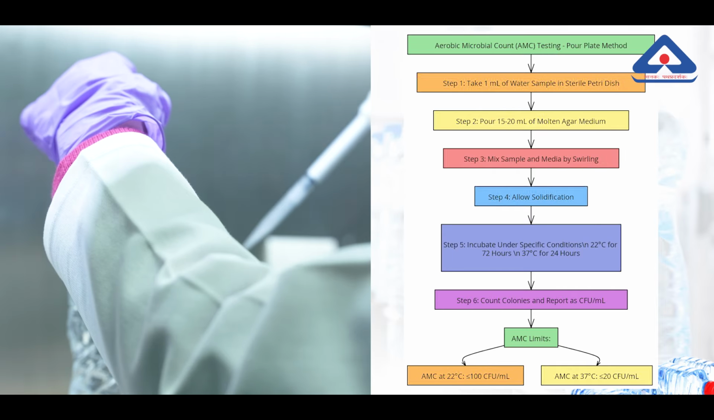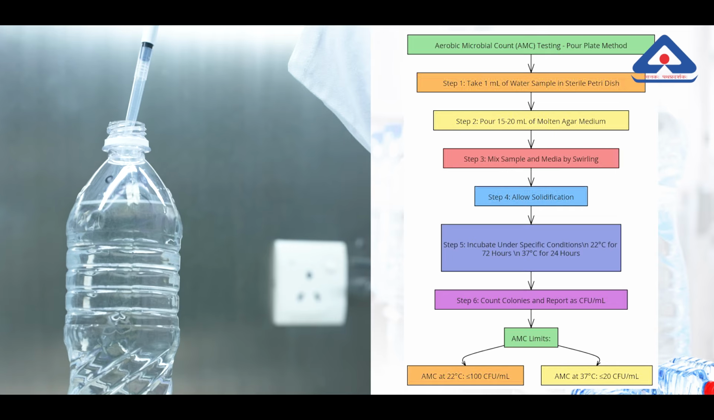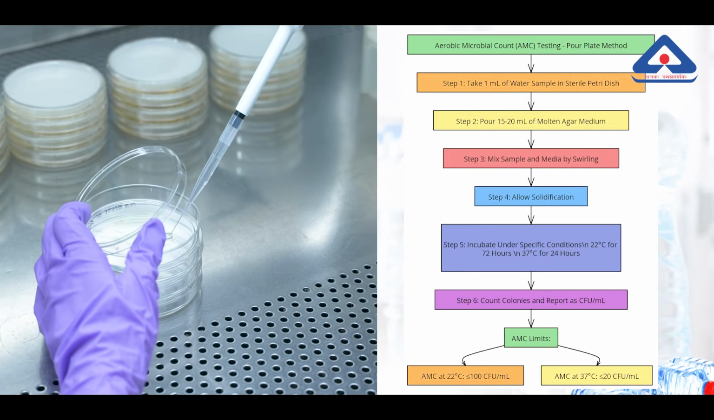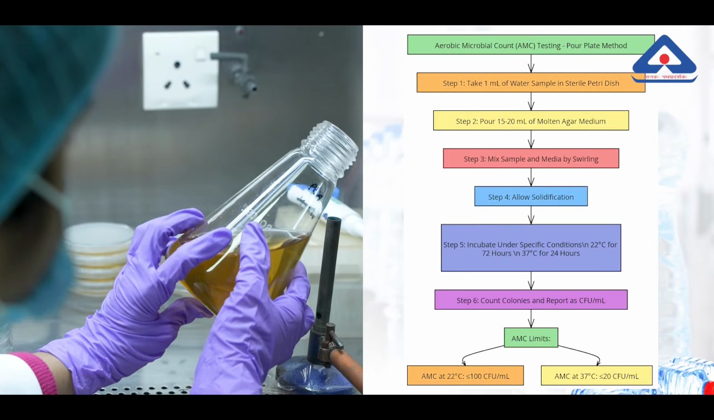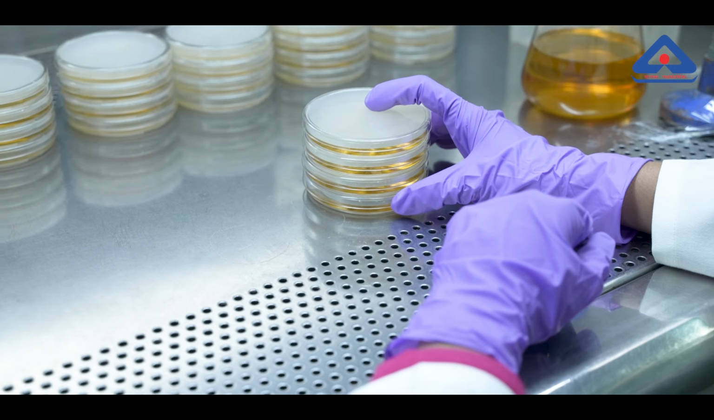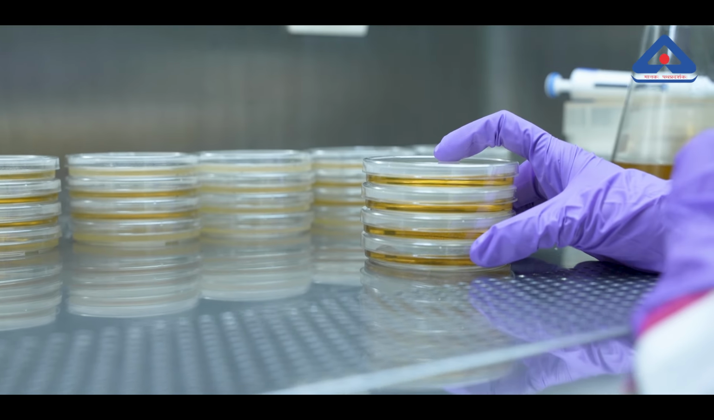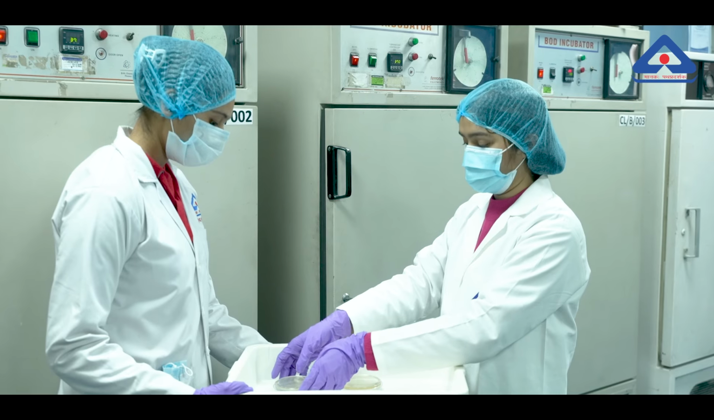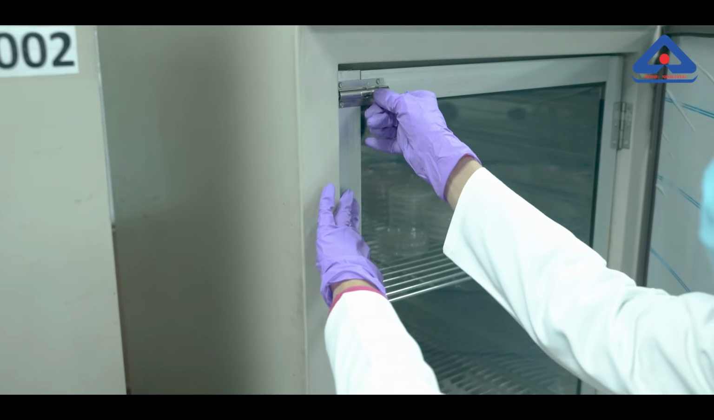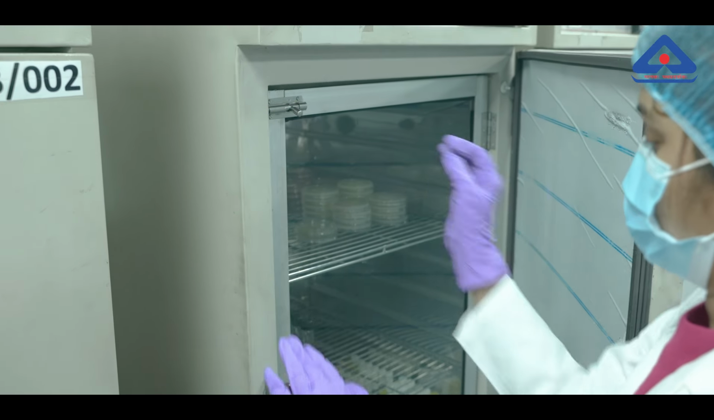Here's how it works. 1 milliliter of water sample is taken into sterile Petri dishes and pour plated with molten agar medium and mixed. After solidification, the plates are incubated at their respective temperatures for 24 to 72 hours. Bacterial colonies that form are counted and reported as colony-forming units, CFU.